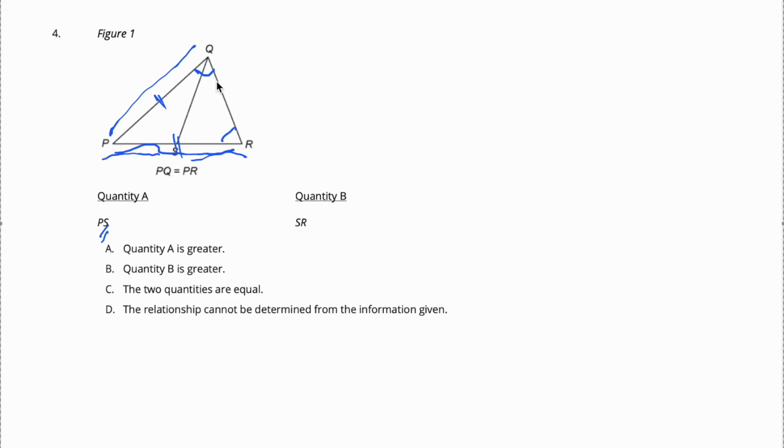But is this information enough to determine how this line QS intersects this side PR? I think no, we don't have enough information to determine the relationship between these two variables. Hence, the right answer would be D in this case. It's because we cannot determine any relationship between these two variables.